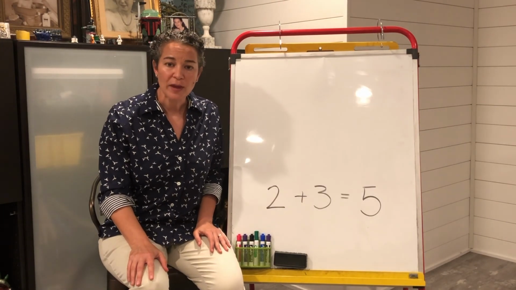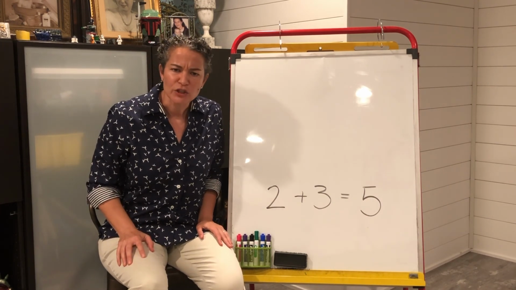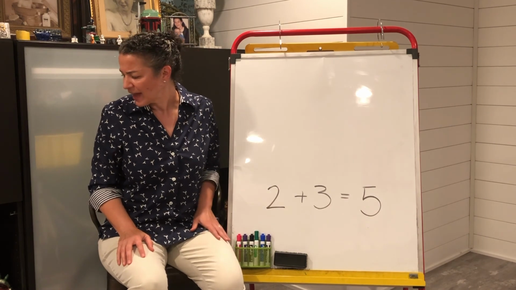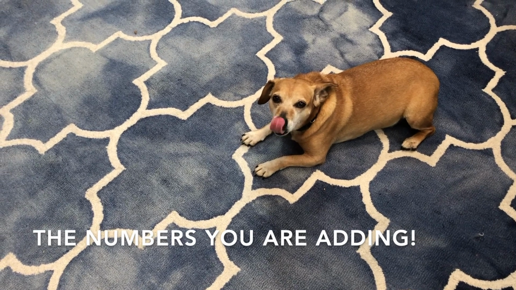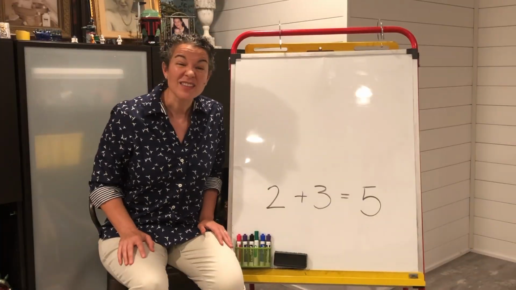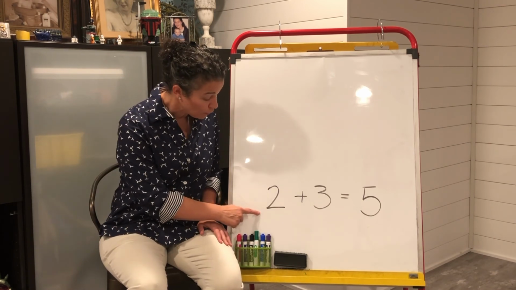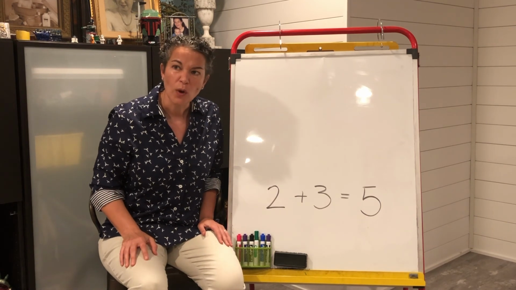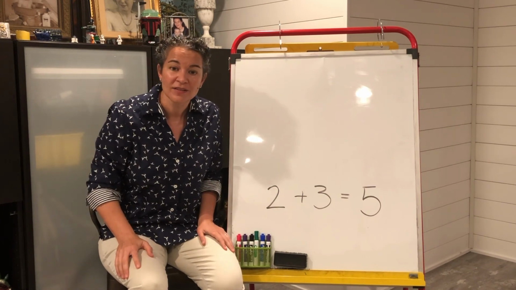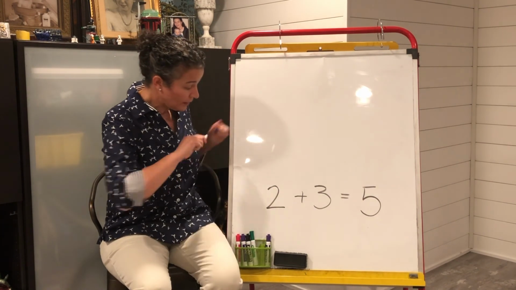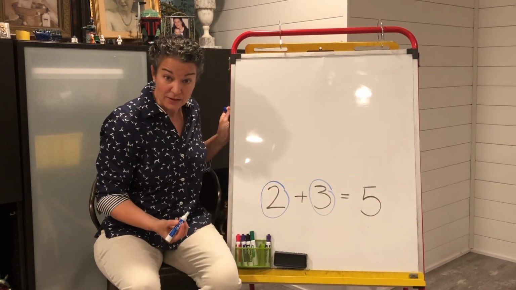All right, my friends, the first vocabulary word I want to talk to you about is add-ins. So what's an add-in? Do you remember? Penny, what's an add-in? Penny says an add-in is the numbers you are adding. So my friends, in this number sentence, 2 plus 3 equals 5, what two numbers are we adding together? Because those two numbers that we're adding together are going to be our add-ins. Yeah, we're adding 2 and we're adding 3. So 2 and 3 are our add-ins.